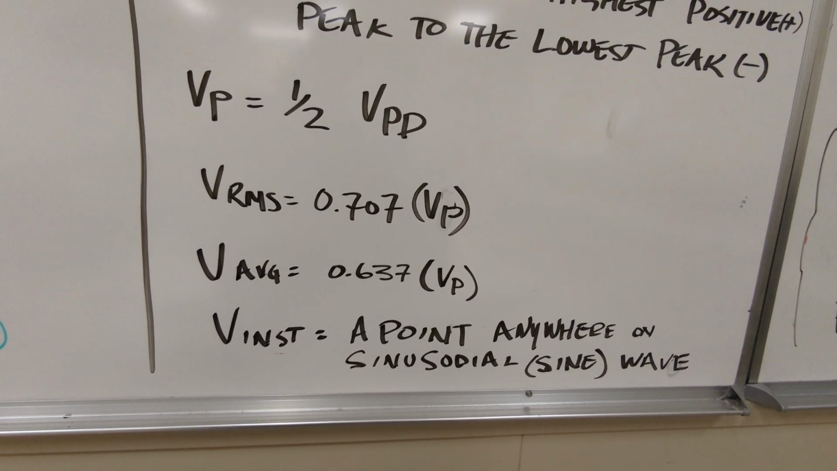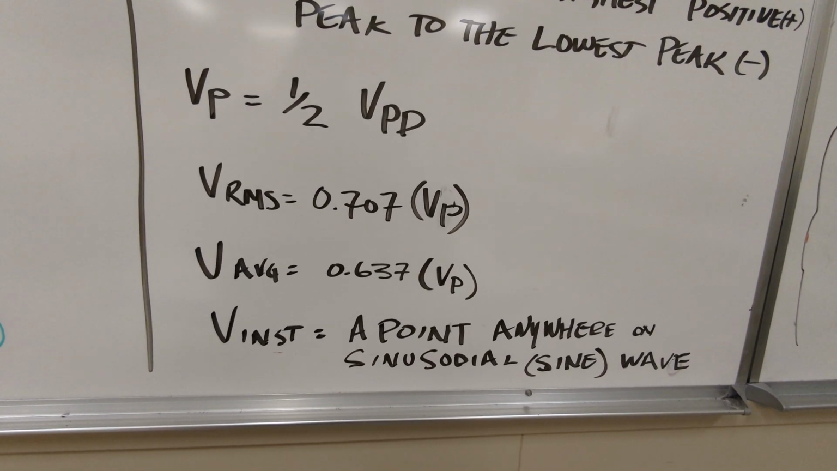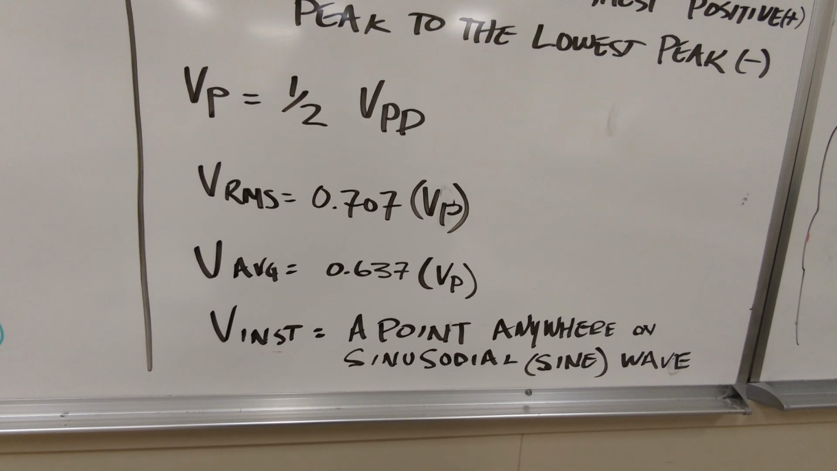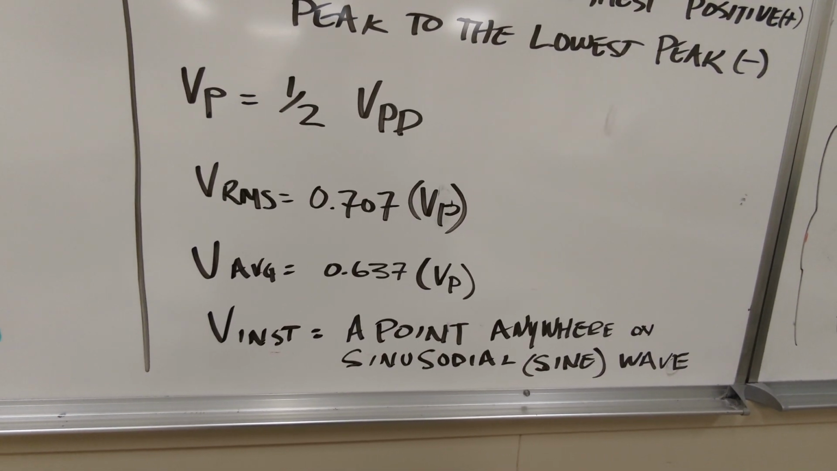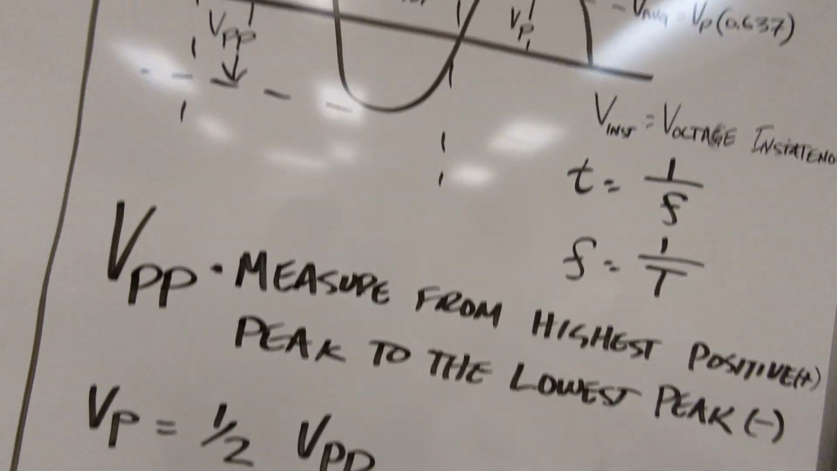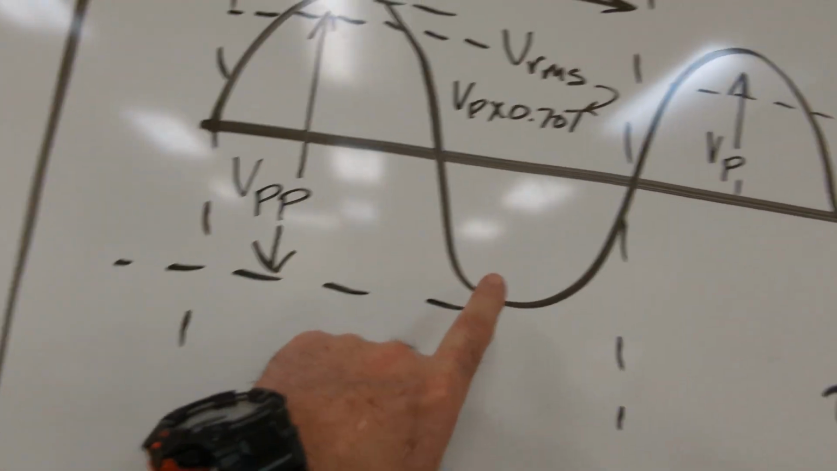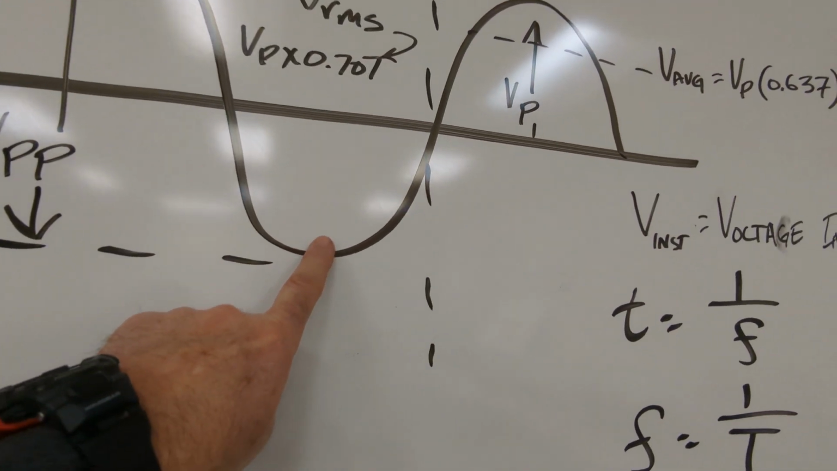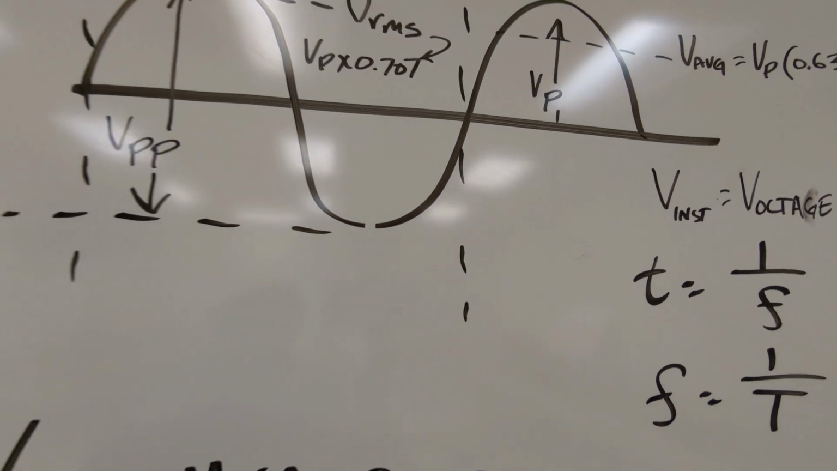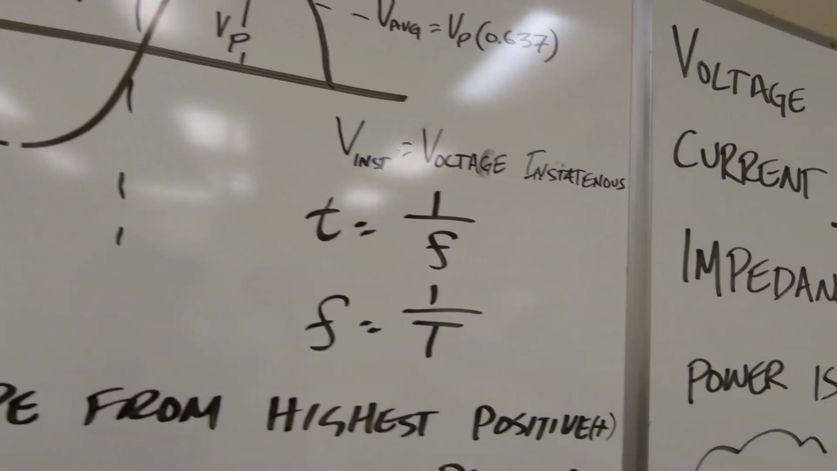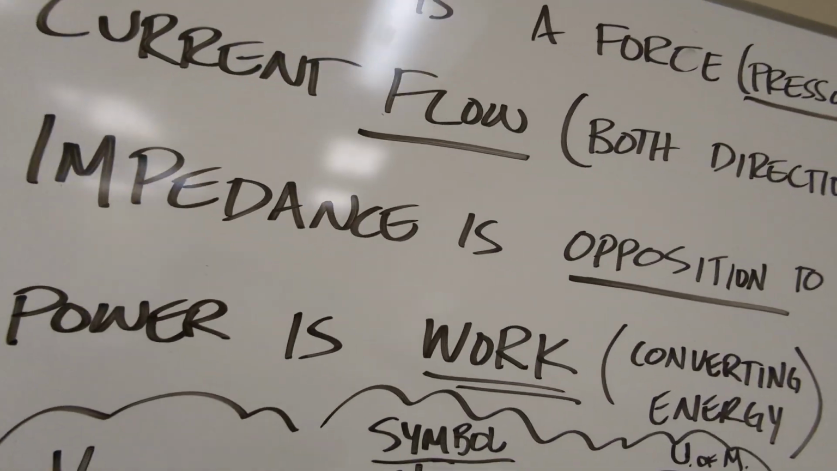And then the instantaneous voltage can be a point anywhere on that sinusoidal or sine wave. We can pick any single point. I can take the sine wave and say, okay, what is the voltage at this point here? And you can tell me what the voltage is at that particular single point and give me a phase angle of what that means, okay?